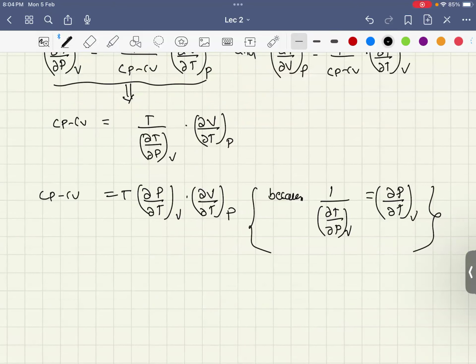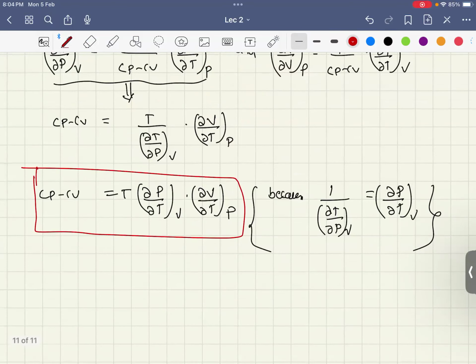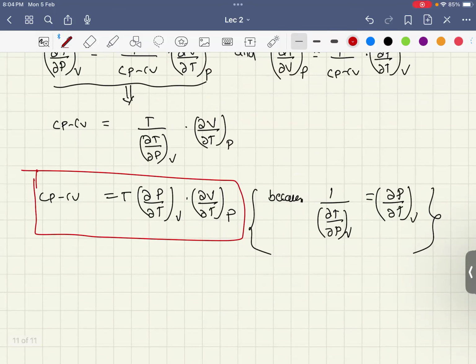Okay, so we have almost reached the end. You can just go like this. This is also one of the final forms, because you know what pressure, temperature and volume are, everything you know. So you can consider this the final form. But we can do more, since these are partial derivatives.